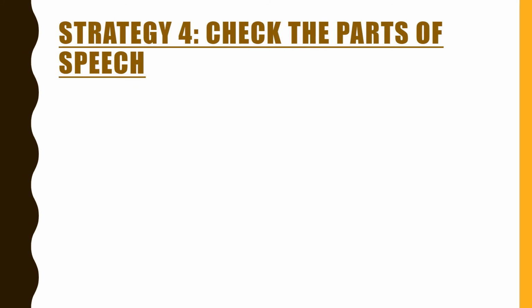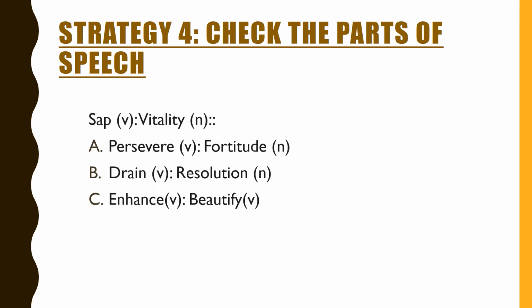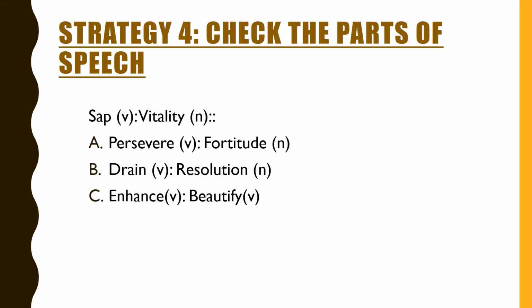Now let's go to the fourth and the last strategy, that is checking the parts of speech. The question is sap is to vitality, and we have got 3 options. Persevere is to fortitude, drain is to resolution, and enhance is to beautify. If you look at the options, we see that the first 2 options are in verb-noun combination, whereas the last one is in verb-verb combination.